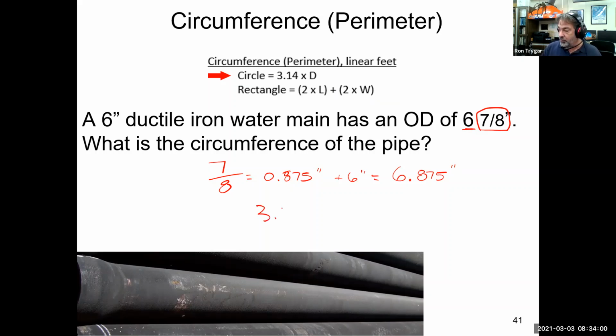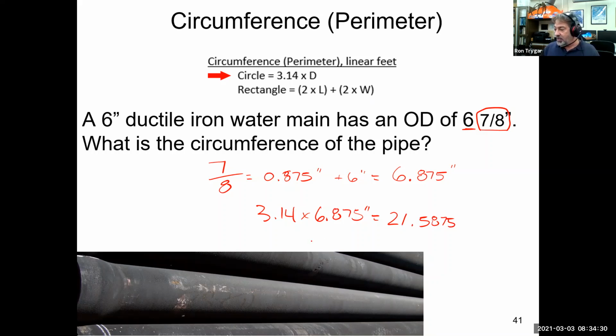So 3.14 multiplied by 6.875 inches. And let's see what we get. 3.14 times 6.875. And I now have an outside diameter, or I'm sorry, outside linear feet in inches is 21.5875 linear inches. I misspoke there a second. I said linear feet, but this is actually linear inches.